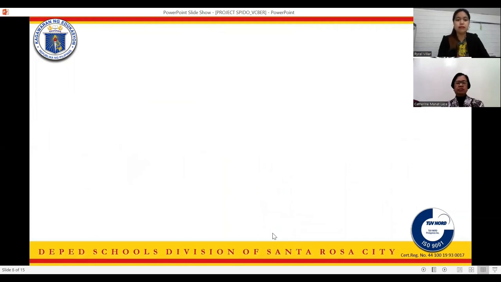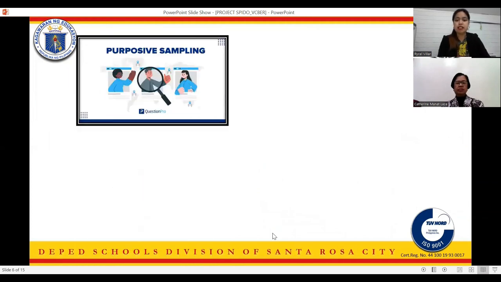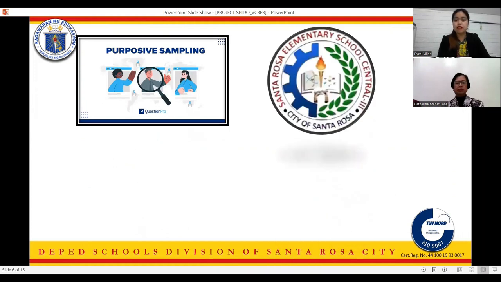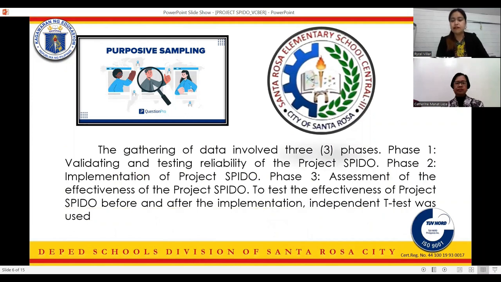Our methodology. From the respondents, the purposive sampling technique was used. The respondents of the study are the students who are at risk of dropping out from Santa Rosa Elementary School Central 3. The gathering of data involved three phases. Phase one is the validating and testing reliability of the Project SPEDO.